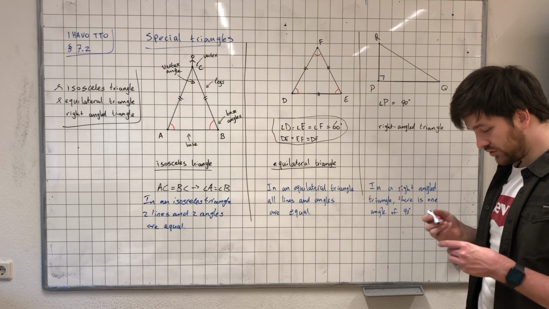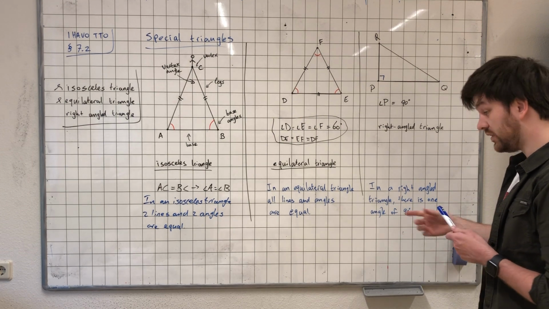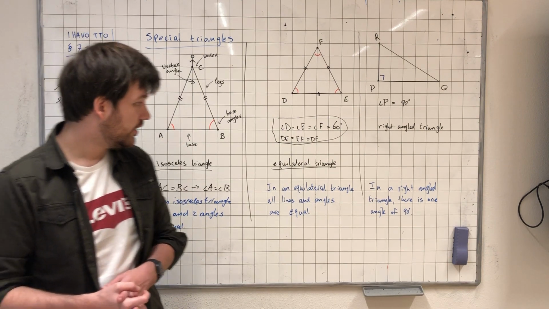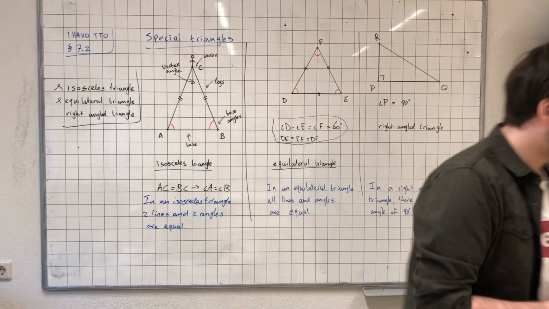Might be a chance to draw a triangle with two angles of 90 degrees, but you will probably not be able to do that. If you have any questions, just let me know.